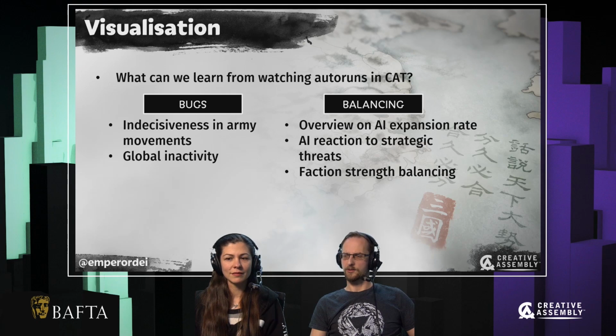We can also assess how strong the various factions are in the game. Is it always the same faction that prevails in every autorun? Or is it too random between autoruns? So there are quite a few questions we can answer using CAT. We just need a clear vision on what AI behavior we expect and a keen eye for spotting irregularities.